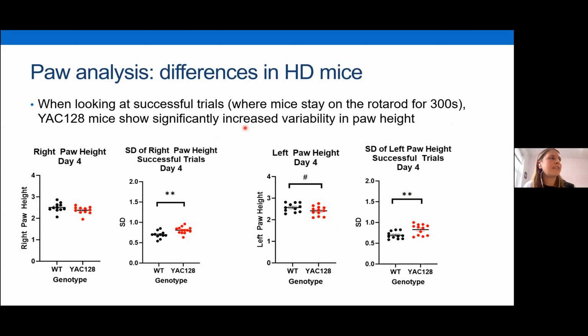So I decided to look at the successful trials on day 4 when the mice stay on the task for the entire duration of time. And I found that comparing wild type to Huntington's disease, the height of the paw on the rotarod was similar for the right and left paw, but there is an increase in the variability, so the standard deviation, in the Huntington's model. So showing another kind of subtle difference between these mice, even though they're still staying on the rod for the same amount of time.